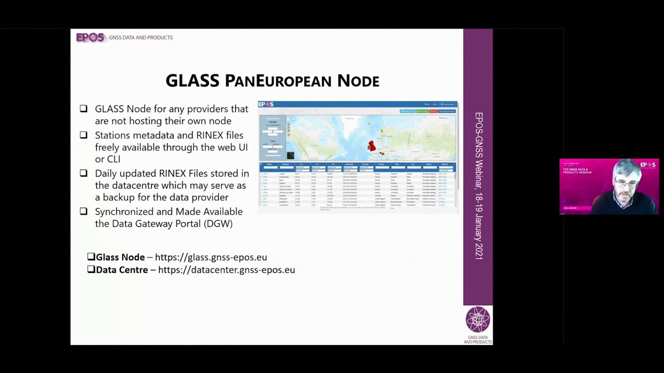whole services. But we do have a solution for data providers that, for instance, only have a small number of files to make available. They're not willing to go through all the trouble of running a GLASS node, which this solution we call the GLASS pan-European node. And so a GLASS node for providers that are not willing to host their own node.